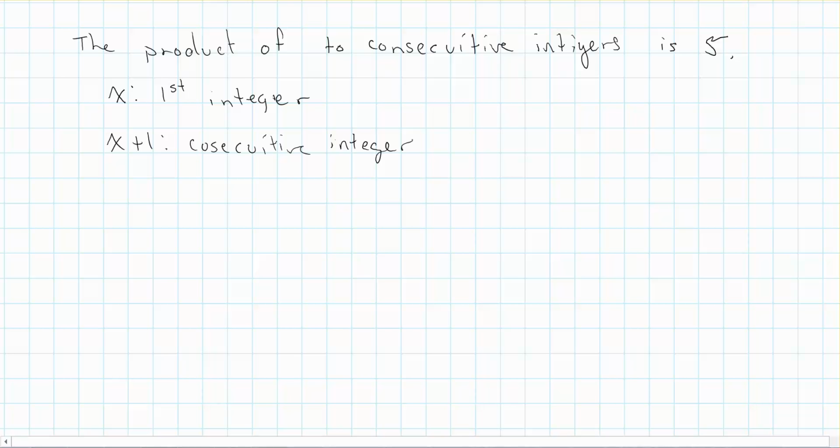Now let's look for some of those key words here. We have a product, and I misspelled two here. Should be T-W-O. So we have product, and then also, look here, is. So product means multiplication, so I'm going to multiply those. So my first integer is x, my second integer is x plus 1, and then is, remember, was an equal sign, 5. So I've got x times x plus 1 equals 5.